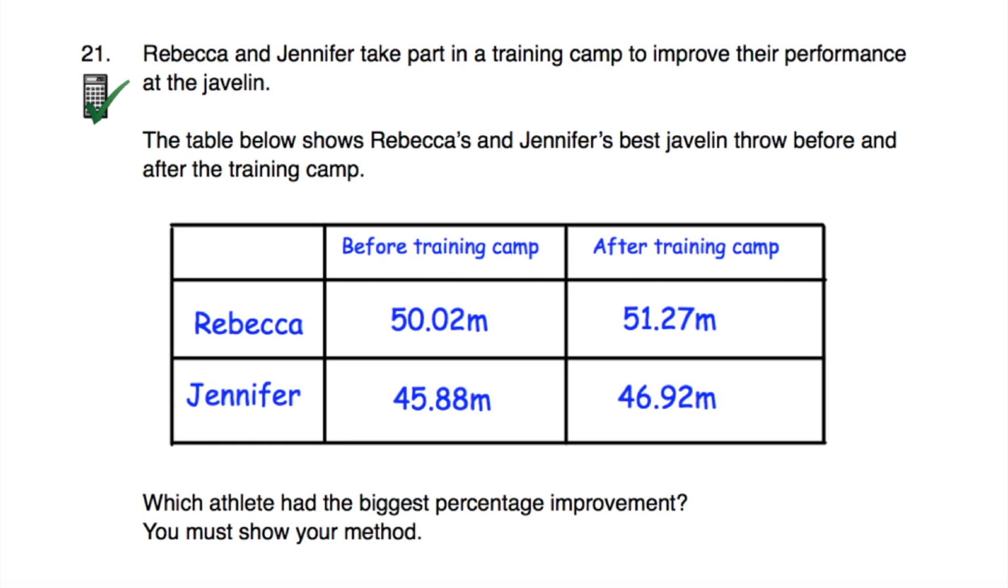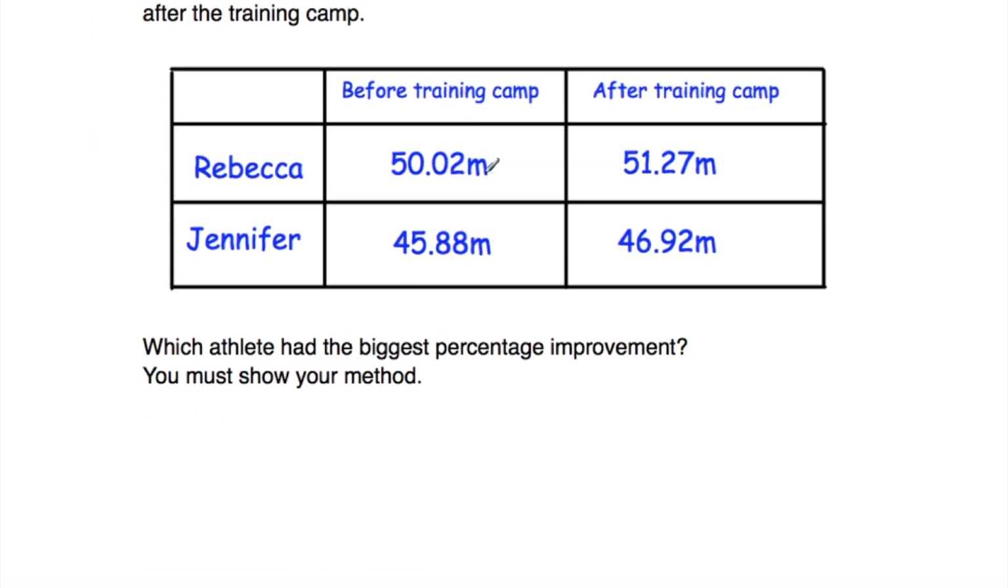So question number 21 says that Rebecca and Jennifer take part in a training camp to improve their performance at the javelin. The table shows Rebecca's and Jennifer's best javelin throw before and after the training camp. The question says, which athlete had the biggest percentage improvement? So we want to work out the percentage improvement.